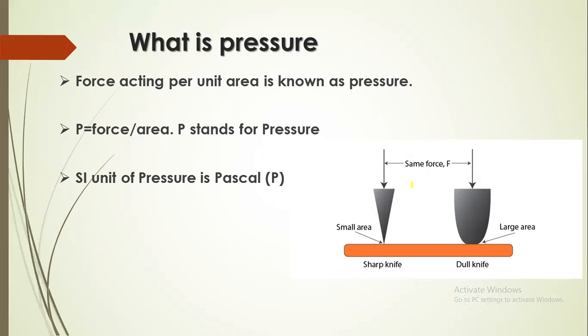See in this diagram, this is a sharp knife and this is a dull knife. The top of this knife is sharp, because of which the pressure will be more. And in this diagram, the knife is dull. That's why the pressure will be low. For simple understanding, we should always remember that if there is more area, there will be less pressure, and if there is less area, then there will be more pressure.